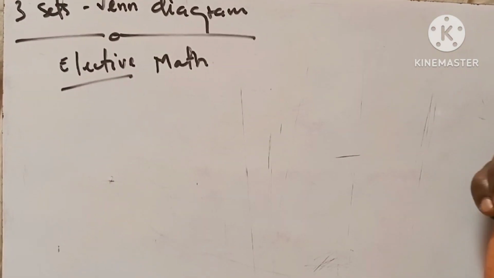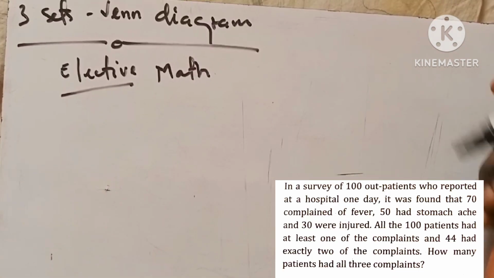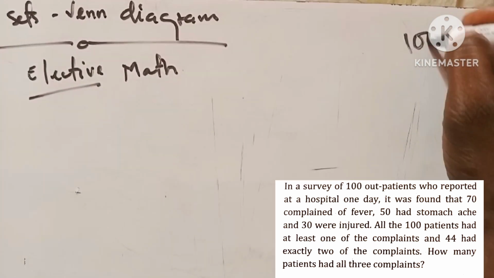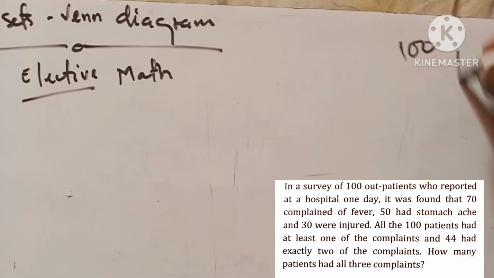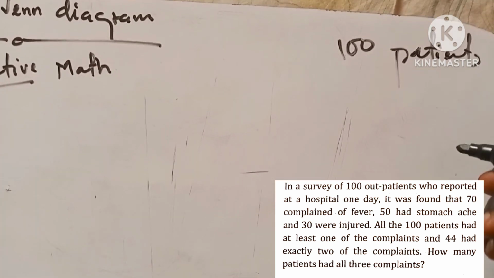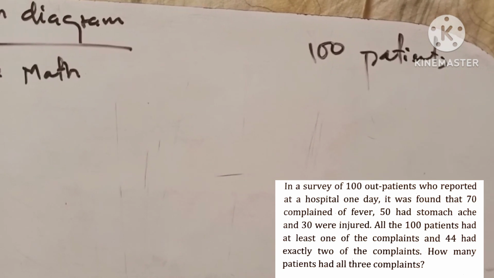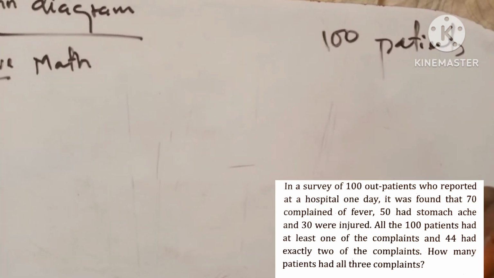According to the question, we were told that in a survey of 100 outpatients, right? So we have 100 outpatients here. This relates to maybe a hospital or a clinic or something of that nature, right? Okay, so 100 patients here.